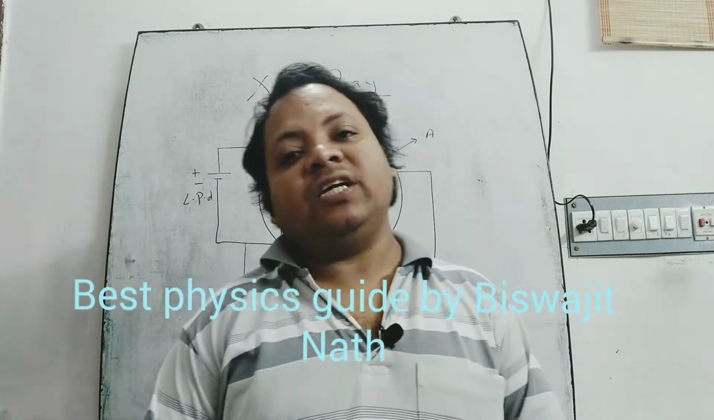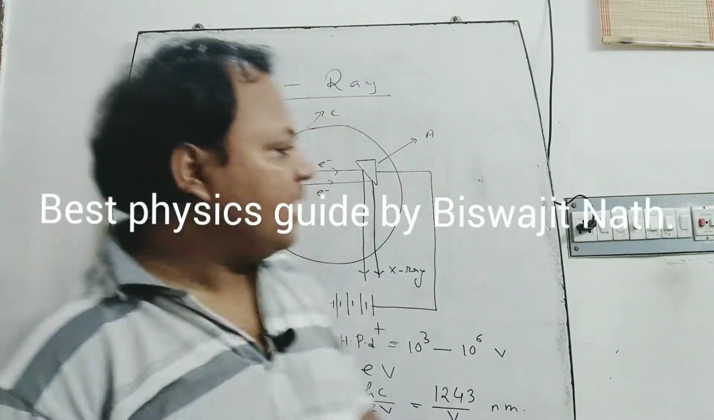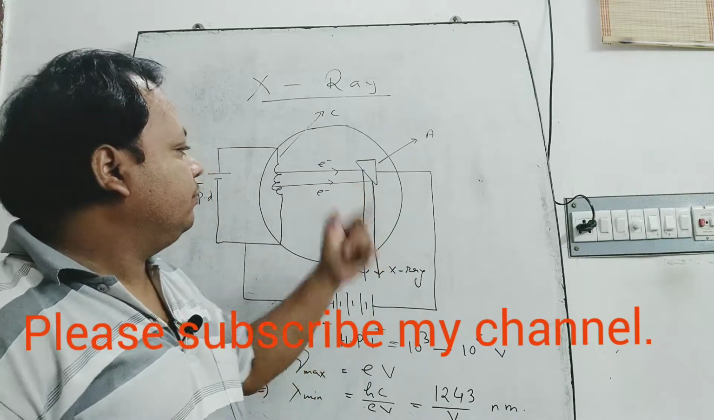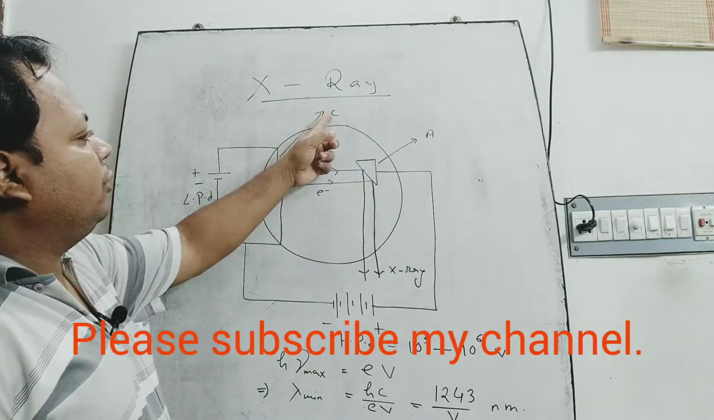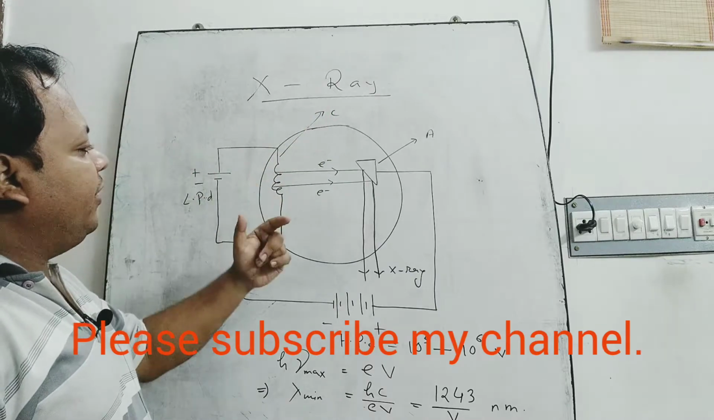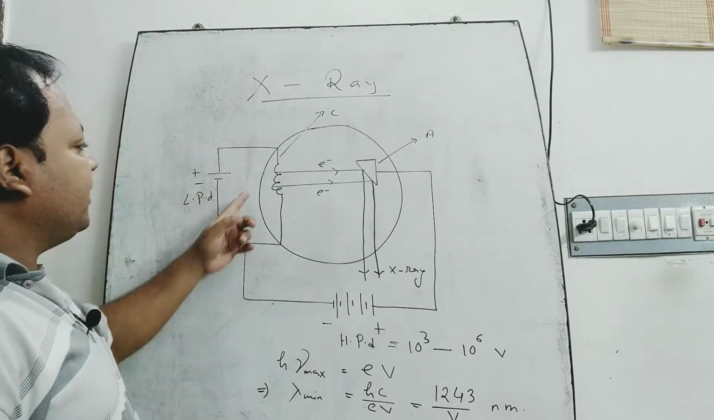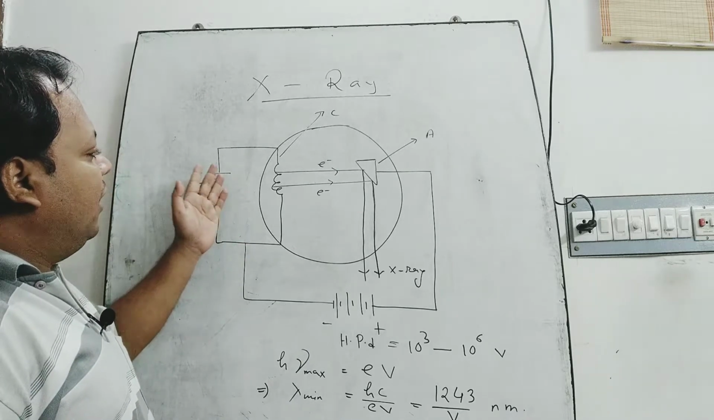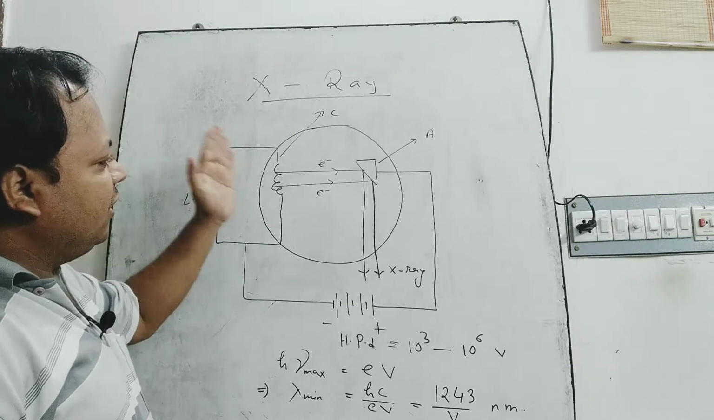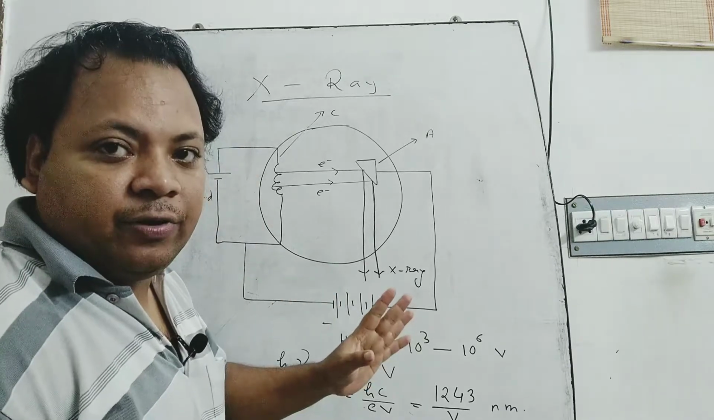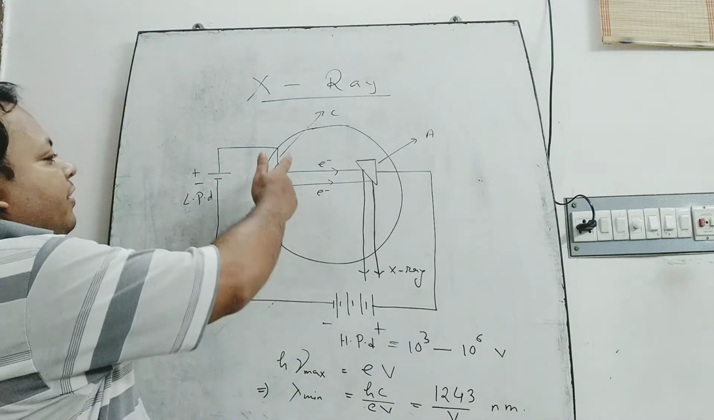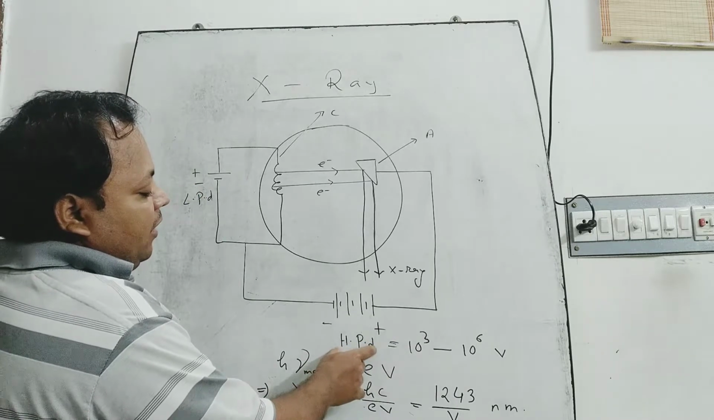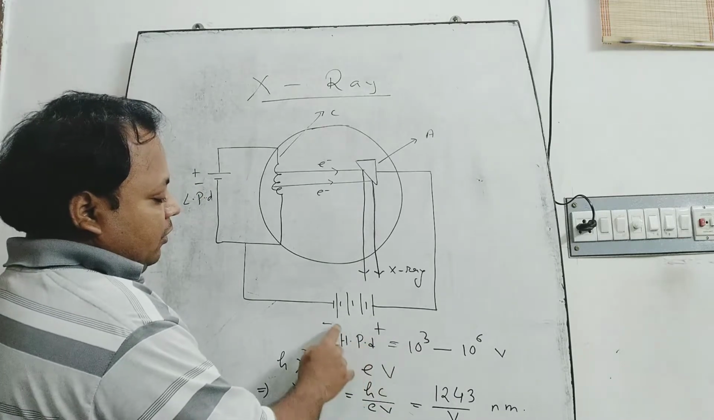Today I am going to discuss X-ray. This is a vacuum glass tube and it is a cathode. It is made by some filament or metal wire and it is connected with a low potential difference battery, and therefore this filament is heated up, and this cathode is also connected with a battery having high potential difference.